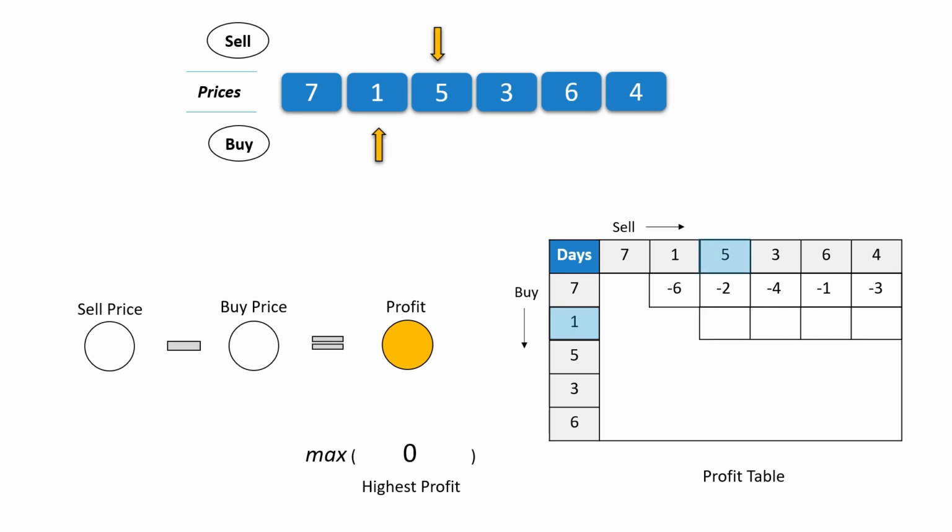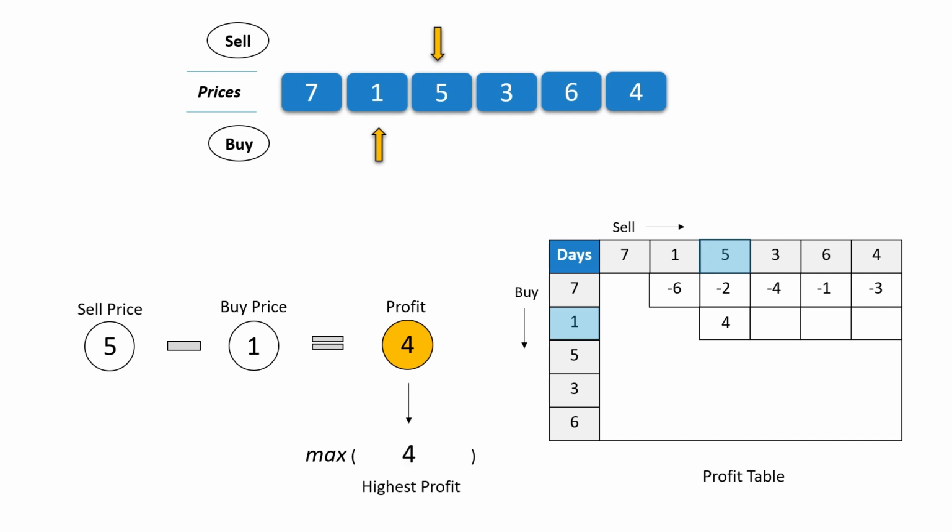For the buying price of 1, we can start our selling options from the selling price of 5. In the first case, you will notice that the total profit possible was 5 minus 1, which is 4. Now we are gaining a profit of 4. Is 4 greater than our existing highest profit 0? Yes, it is.